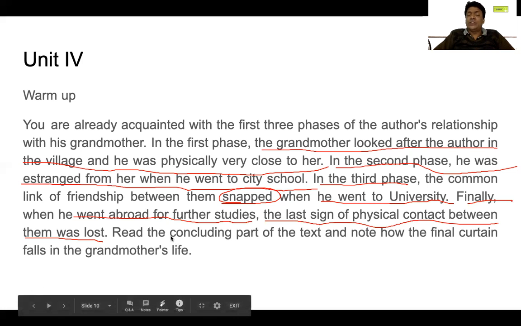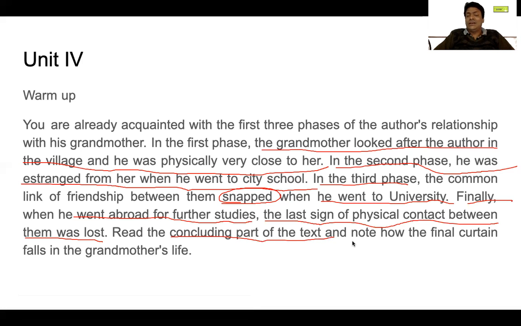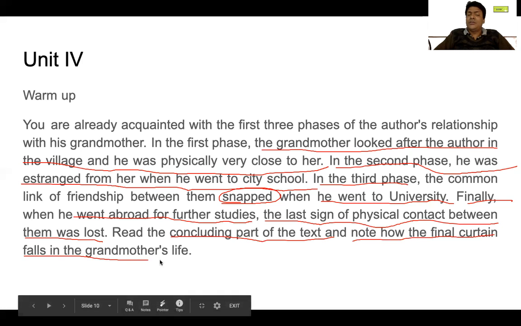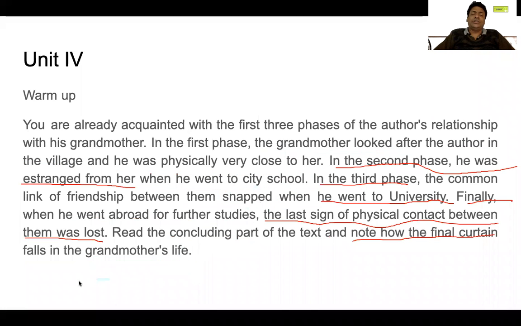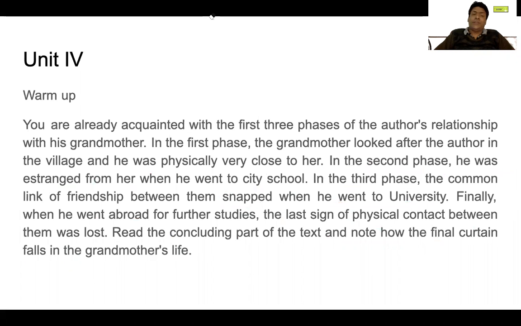And that would be the concluding part of the text, which we are going to discuss today. We will also note how the final curtain falls. Final curtain falls in the grandmother's life means how the ending of this particular excerpt happens, and also how the writer loses his grandmother, right? So it is the end of the writer's grandmother. So what actually happened in this particular part that we are going to discuss? Let's see that.